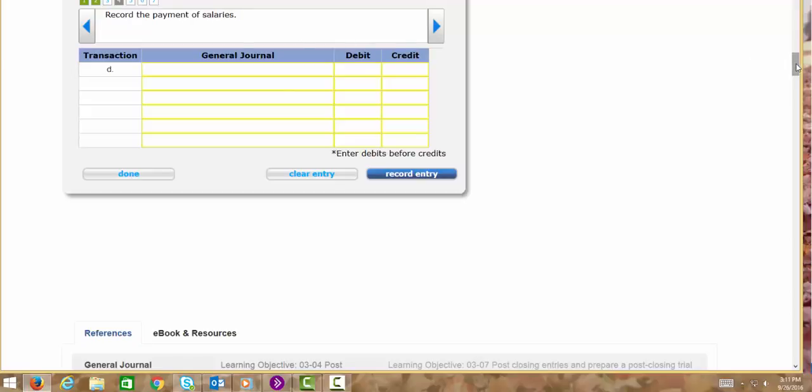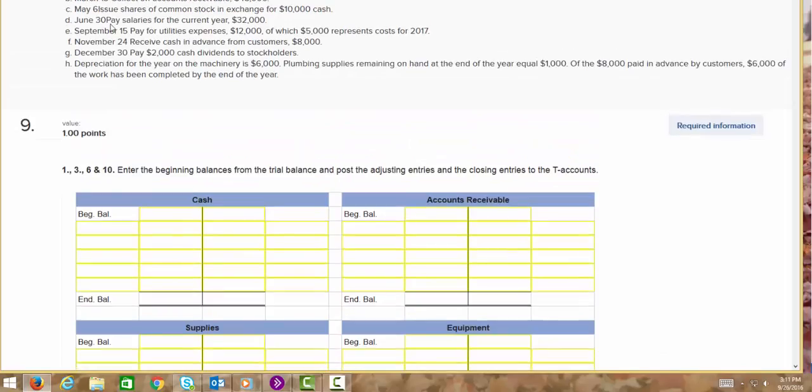Record the payment of salaries. This one would be a debit to, if it says your expenses for the current period, which it does on D, you pay your salaries for the current period, then it's going to be a salary expense. But I want to note this next one. E says you pay for utility expense of $12,000. $5,000 of that represents cost for 2017. So I had emailed a couple of students, and I'm not sure how I posed this in the email. It may have come across incorrectly, but when you pay your utility expense of $12,000, $5,000 represents cost for 2017.